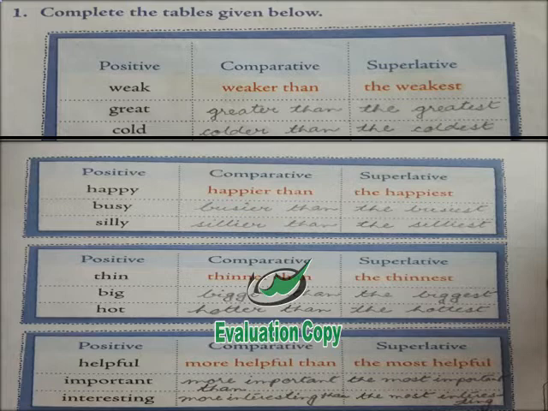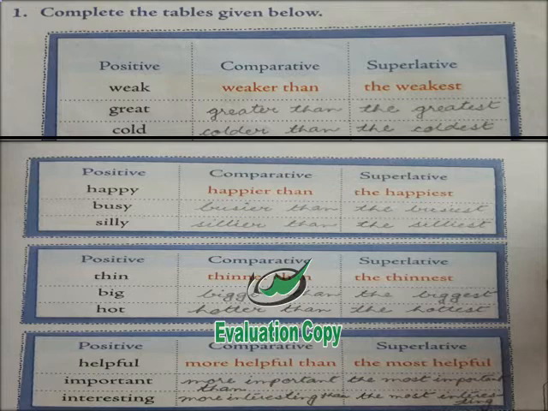Same way, big. I is a vowel, it will become bigger than. You will double the G. The last letter you will double it. Bigger than, the biggest. B-I-G-G-E-R, B-I-G-G-E-S-T. Hotter than, the hottest. O is a vowel, so H-O-T-T. T becomes double. Hotter than, the hottest.